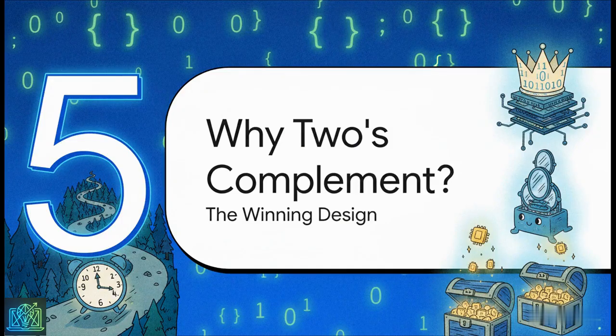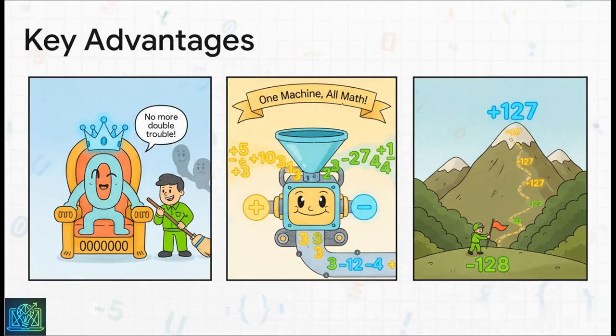2's complement completely changed the game for how computers do math. But why? Why was this the idea that won out and became the standard for the entire world? Well, it boils down to 3 huge game-changing advantages. First, and this is the big one, it solved the 2 zeros problem. Now there's one and only one way to write 0, all switches off.